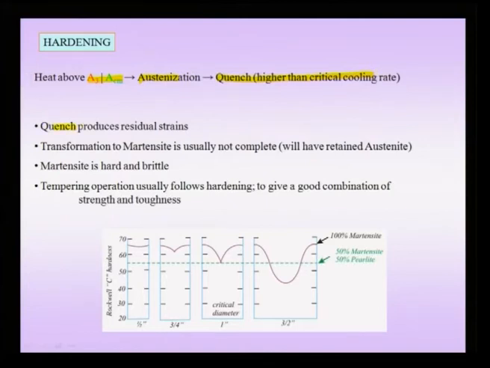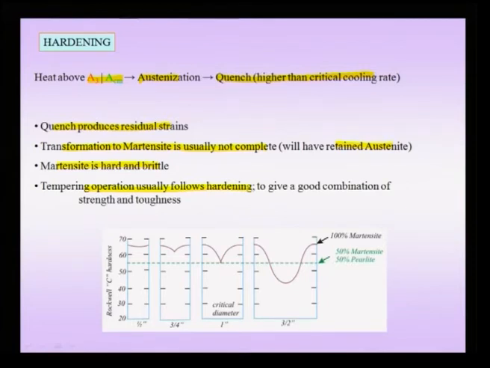This quench process produces residual stress strains in the material, and further we have to note that this transformation to martensite is usually not complete. That means, we will have a certain amount of residual or retained austenite. We also noted that martensite is hard and brittle, and therefore, we have to give a tempering operation immediately after hardening, so that we have a good combination of ductility and strength.